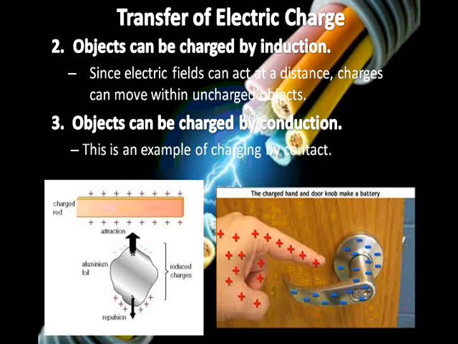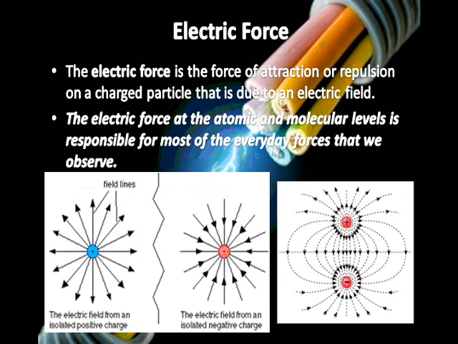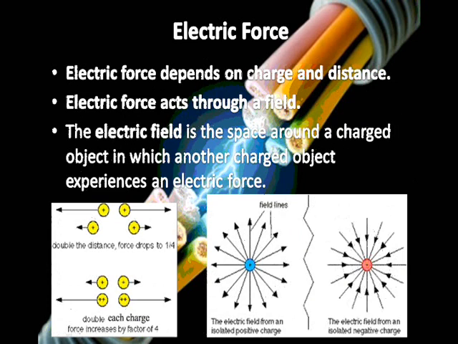Now let's look at electric force. Electric force is the force of attraction or repulsion on a charged particle that is due to an electric field. And the electric field is the area around a charged particle or a charged object. And electric force at the atomic or molecular level, the level we can't see, is actually responsible for a lot of everyday forces that you observe on a day-to-day basis. Now these are all field lines, and we're going to talk about those in more detail in just a moment.